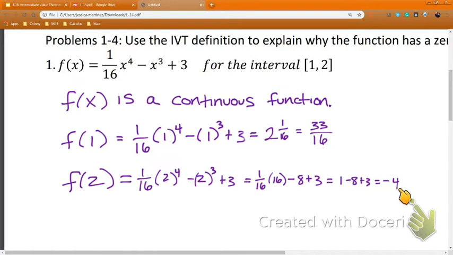Therefore, if this is a continuous function, isn't it true that to go from 2 and 1/16 down to -4, you have to cross through the x-axis? Yes. Therefore, there has to be a 0 in this interval. Yes. All right, that's the intermediate value theorem. So you would say, this is our conclusion. We're going to write our little therefore. These little 3 dots, remember, mean therefore.